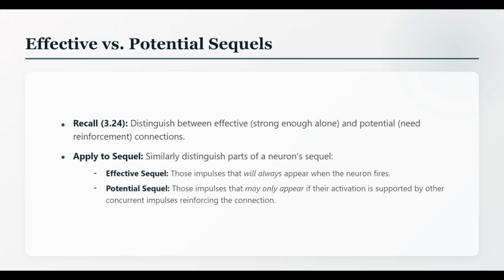Let's revisit that distinction between effective and potential connections. We can apply this to the sequel idea too. Part of an impulse's sequel might consist of effective sequel. These impulses will definitely fire whenever the primary impulse appears. But other parts might be potential sequel. These impulses might fire, but only if they get extra help, reinforcement from other impulses firing at the same time. It's like having a guaranteed response and a conditional one. This adds another layer of nuance to how classification works.